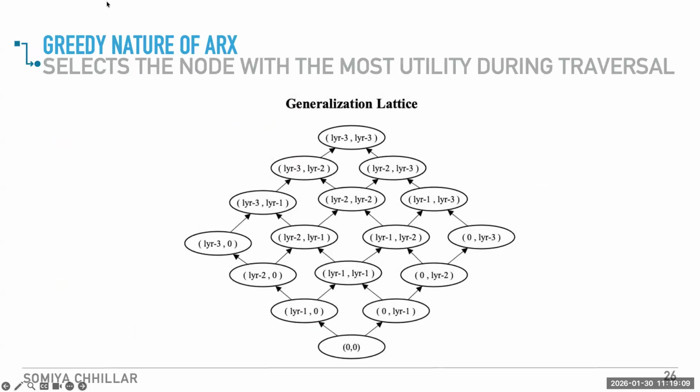Okay, so this is the most important part about the presentation, the greedy nature of ARCS. This is exactly what we exploit for getting more information about the data and breaking the locally coding algorithm.